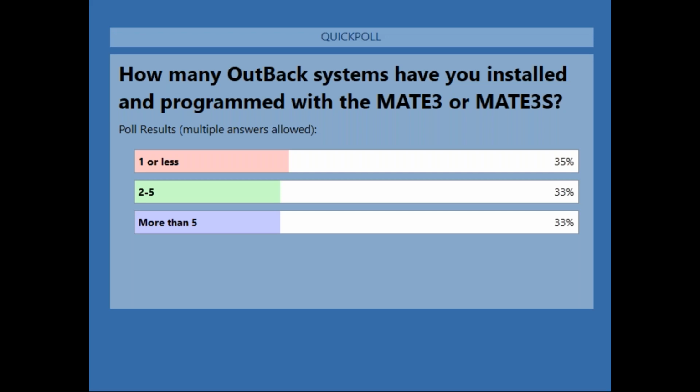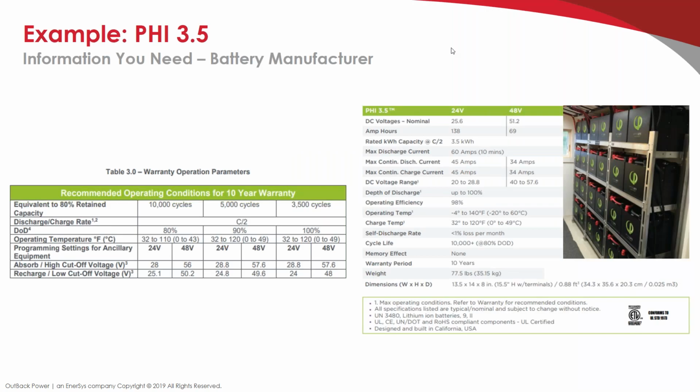All right, so our first example. We are going to be using the Simplify battery, the Phi 3.5. And the first thing we need to do is, oops, sorry, forgot to hide the results there. So you all should be able to see my screen again.